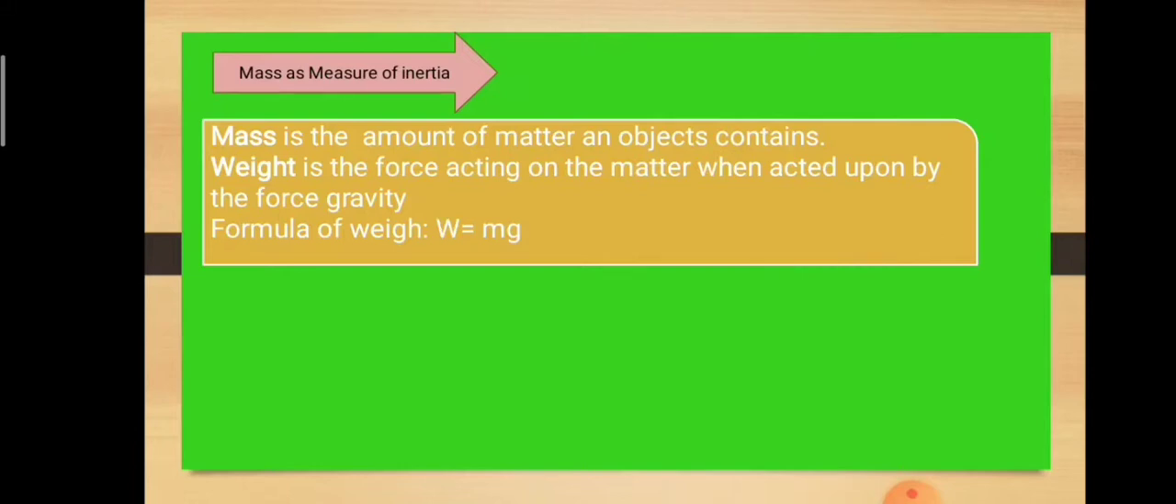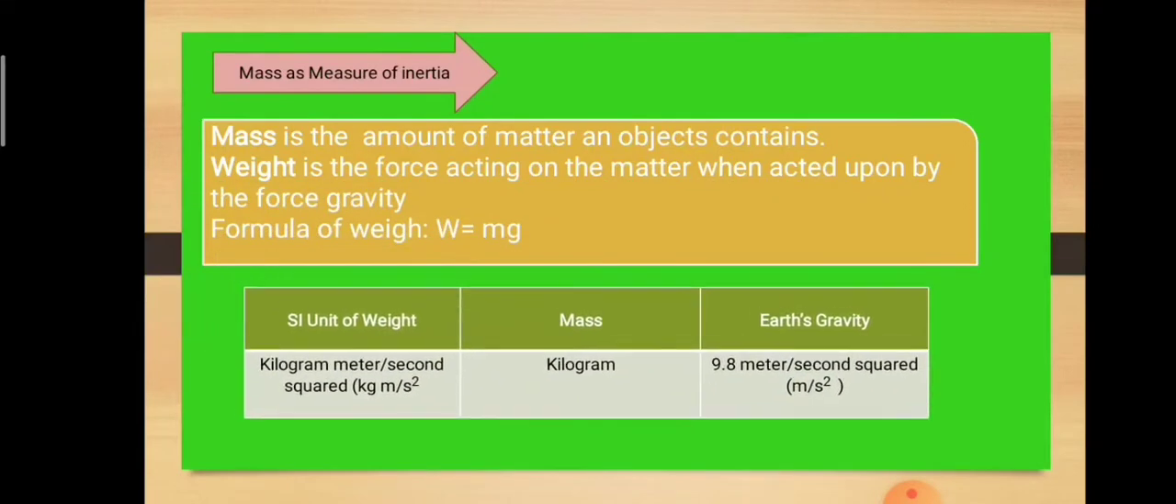Acceleration because of gravity at sea level has a value of 9.8 meter per second squared. So when the two quantities are multiplied, the combined unit becomes kilogram meter per second squared, or collectively known as a Newton. So the following table summarizes this. The unit of weight is kilogram meter per second squared, or Newton.